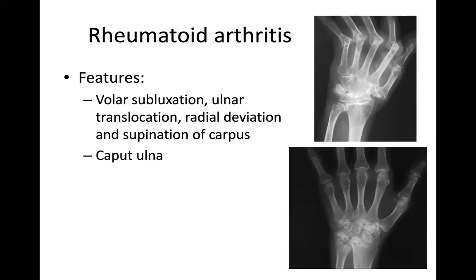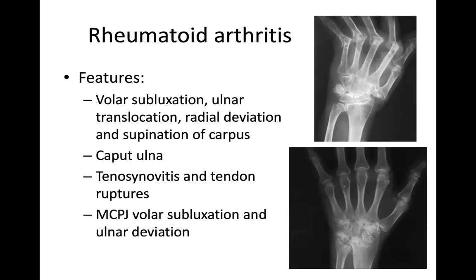And you get a caput ulnae, where the ulnar head subluxes, that can cause a lot of tendon problems and ulnar-sided pain. And then you can get tenosynovitis from the rheumatoid itself, and that can result in tendon ruptures either from the synovitis or usually from the ulnar head, which subluxes and rubs on the tendon.